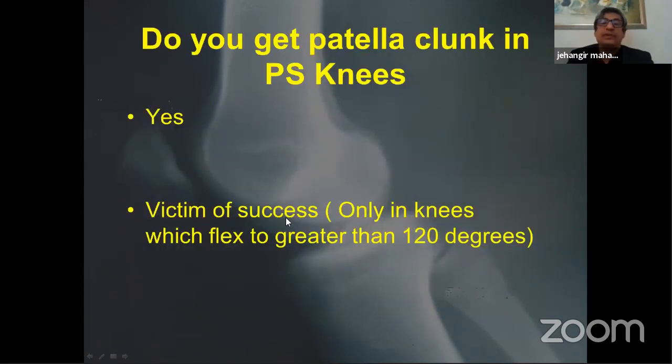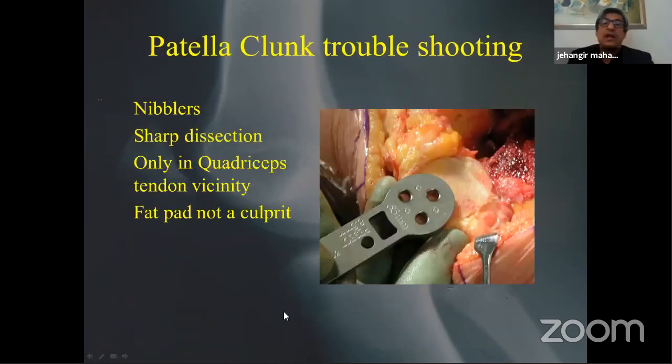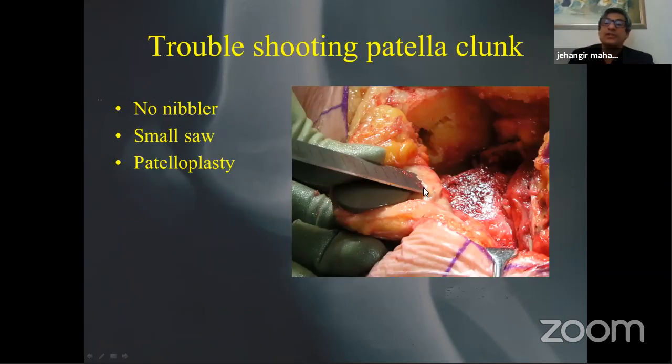And where are we with clunk? And I'll finish with this. Do we get patella clunk? Yes. The victim of success, I see it only in knees which flex greater than 120 degrees. And the diagnosis should be at 12 months. They should be happy patients, and they should have a mid-flexion crunching. How do I avoid that? I work very much on this area. I dissect this area in the quadriceps tendon. I remove all the tissue here. I do a formal patelloplasty on every patella resurfacing.